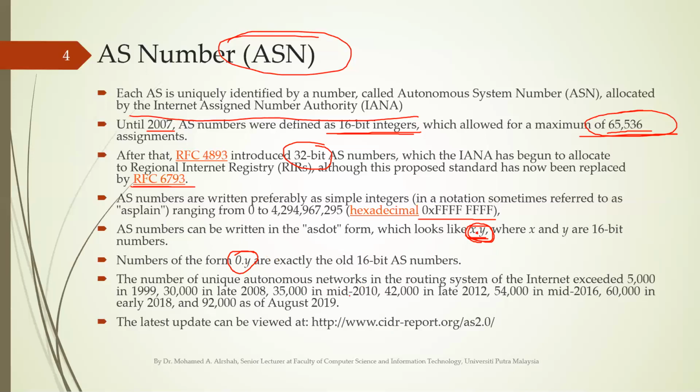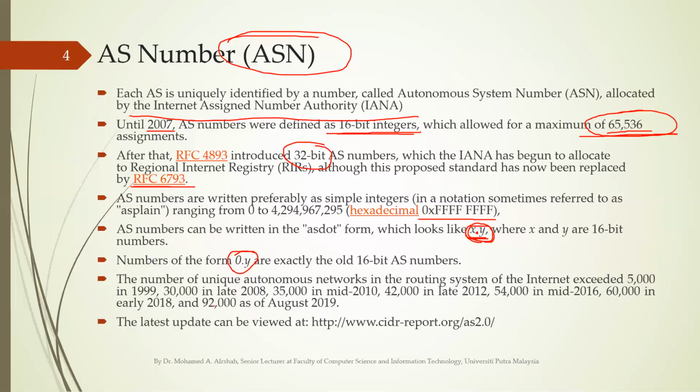The number of unique autonomous networks in the routing system of the internet exceeded 5,000 in 1999, and it exceeded 30,000 in late 2008, and 35,000 in mid 2010, and it exceeded 42,000 in late 2012, and 54,000 in mid 2016, and after that 60,000 in early 2018, and 92,000 as of August 2019.